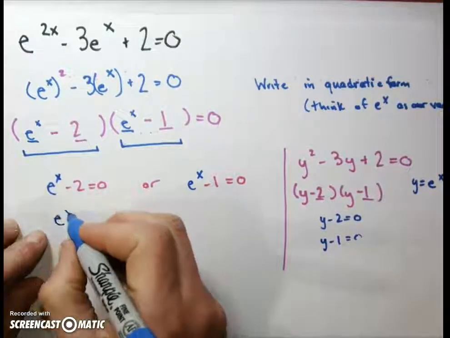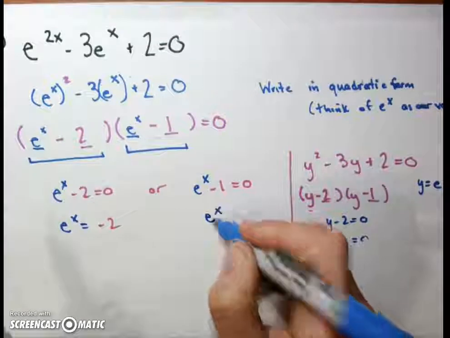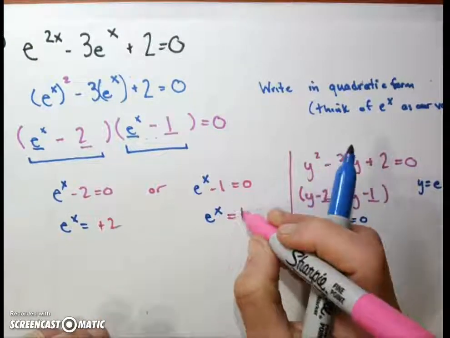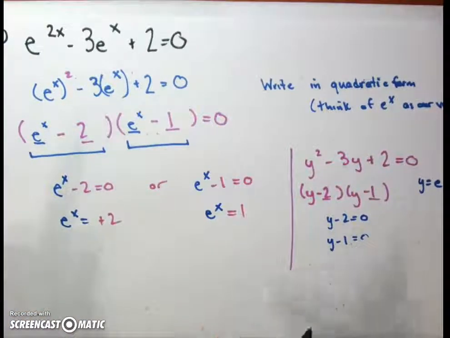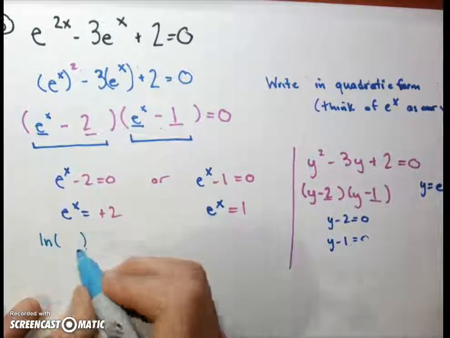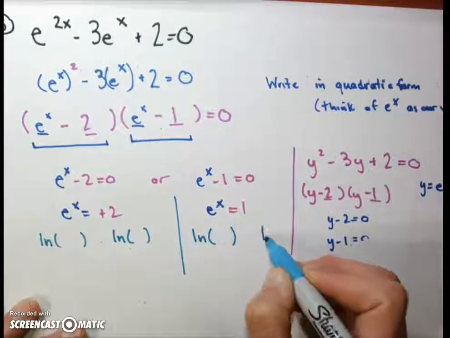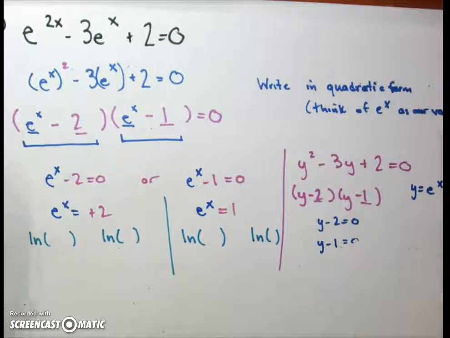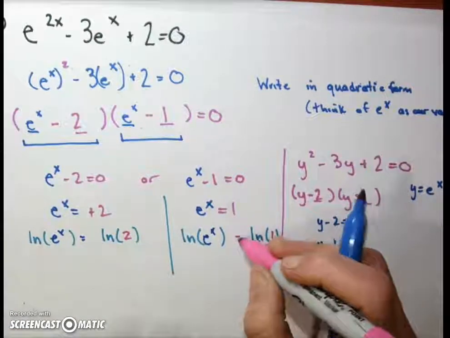In this case, that means e to the x equals 2. In this case, e to the x equals 1. And now, finally, I can take a log of both sides of this equation to get my final answer. So I take the log that has the same base as the base of the exponent, so I'll ln both sides on each of these equations. So on the left, I have ln of e to the x equals ln of 2. On the right, I have ln of e to the x equals ln of 1.